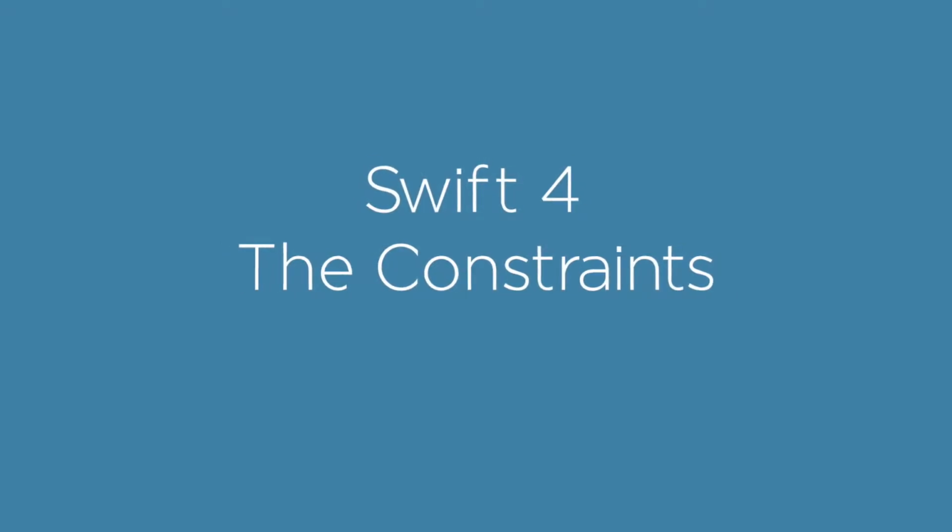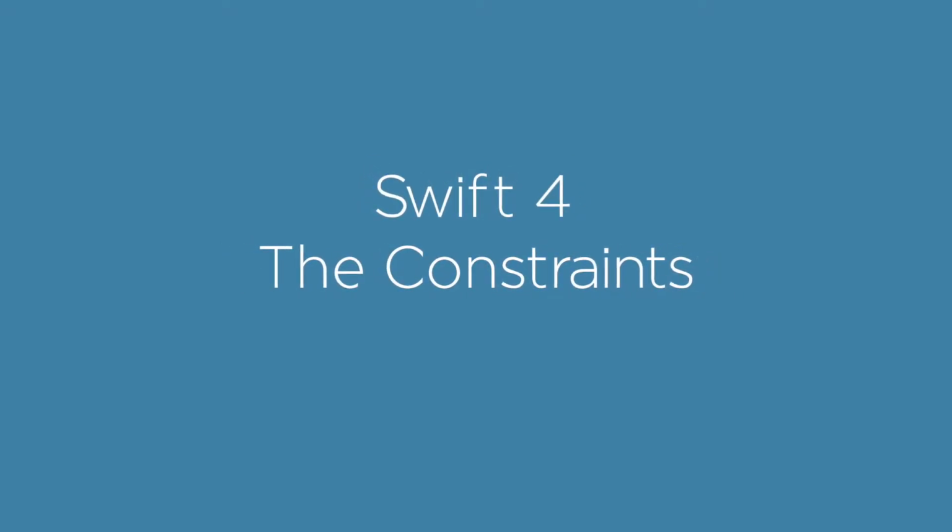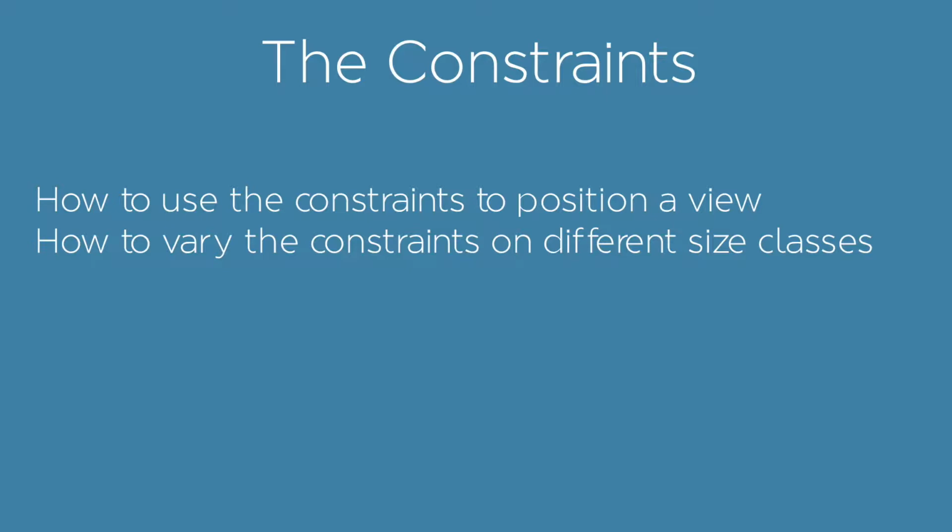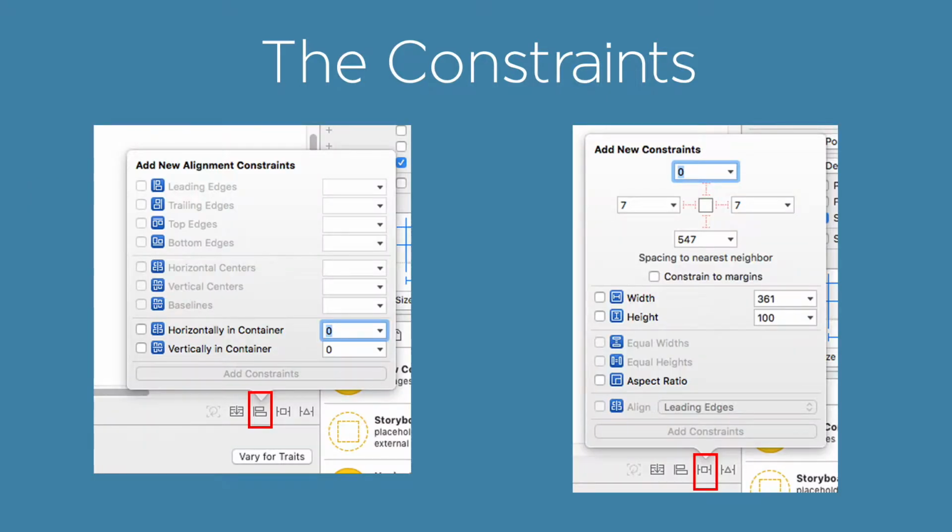In this new tutorial, you will learn how to use the constraints to position a view, and how to vary the constraints on different size classes. The constraints allow you to position a view in respect of another view. By using the constraints, you will be able to define the view behavior in respect of the device screen.